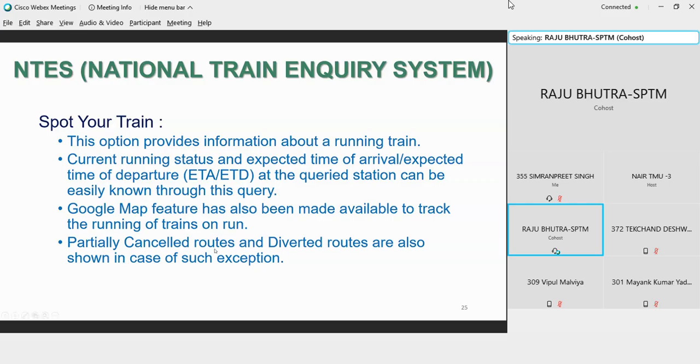Partially cancelled routes and diverted routes are also shown in case of such exceptions. So if there is any partial cancellation, on which route the train will be partially cancelled, and if the train is diverted, if the train was supposed to run on a particular route and it is diverted to some other route, that route can also be shown in case of any such exceptions.